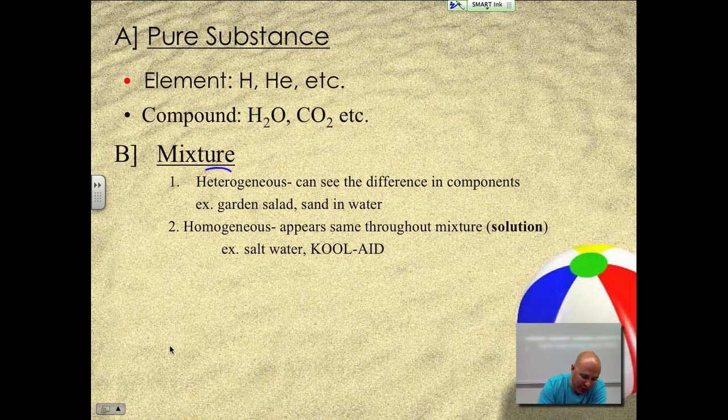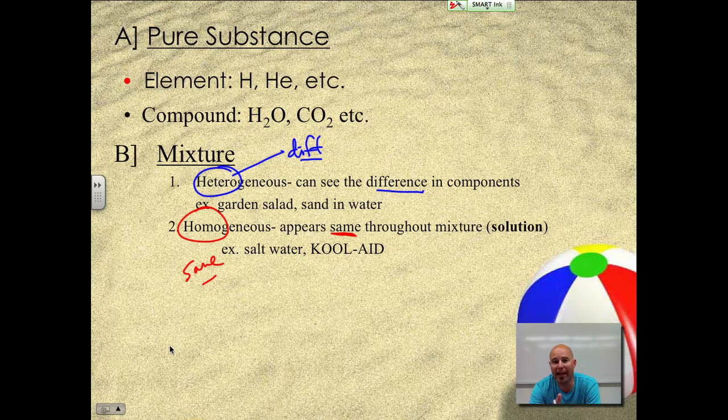Obviously, by definition, hetero means different, and you can see the difference in the components, versus homogeneous or homo, which means the same. So again, I mentioned a heterosexual versus a homosexual couple. Heterosexual couple, male and female. Homosexual couple, male male or female female. So again, the prefixes hetero and homo mean different and same respectively.